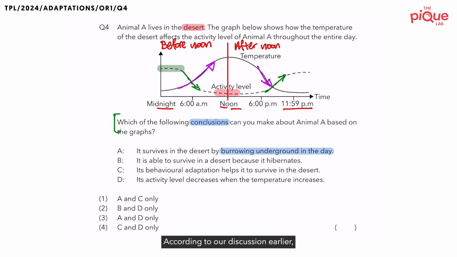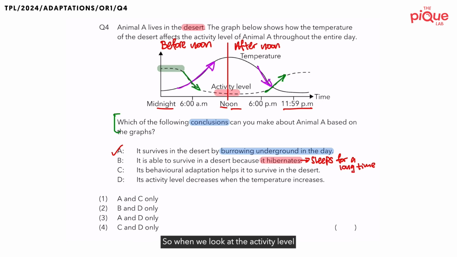According to our discussion earlier, could it be that animal A burrows underground to survive? Yes, so let us put a tick for statement A. Next, statement B. It is able to survive in the desert because it hibernates. For animals to hibernate means they will go to sleep for a long time to conserve energy because there's a lack of food. Furthermore, hibernation usually occurs over a few months, which means that they go to sleep for a long time, causing their activity level to be low for a long time as well.